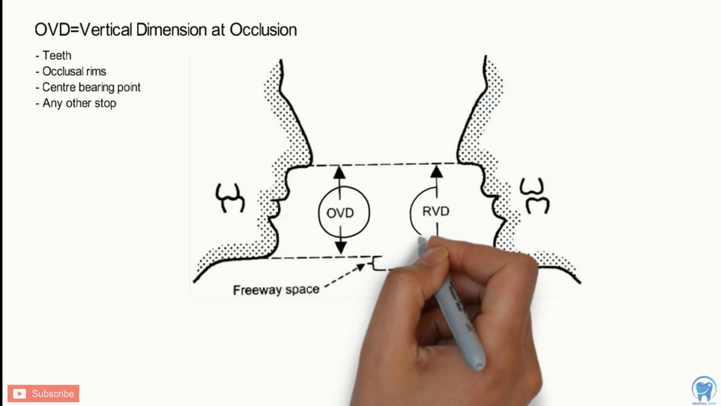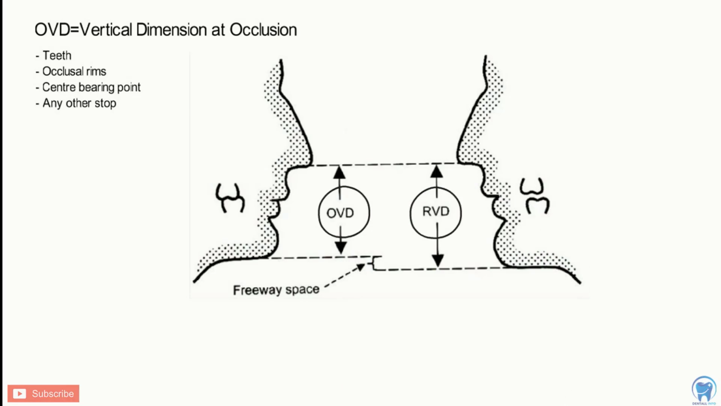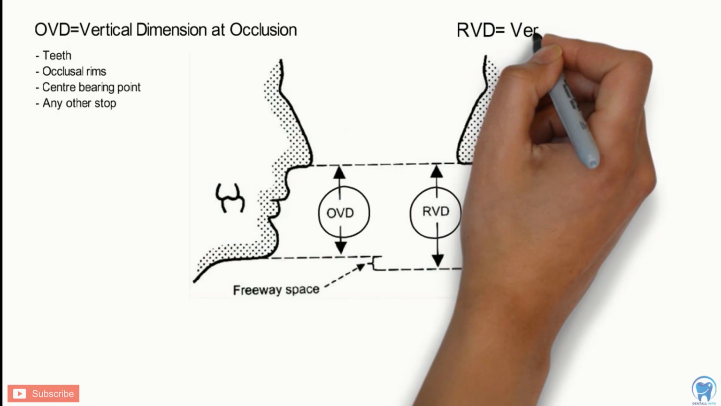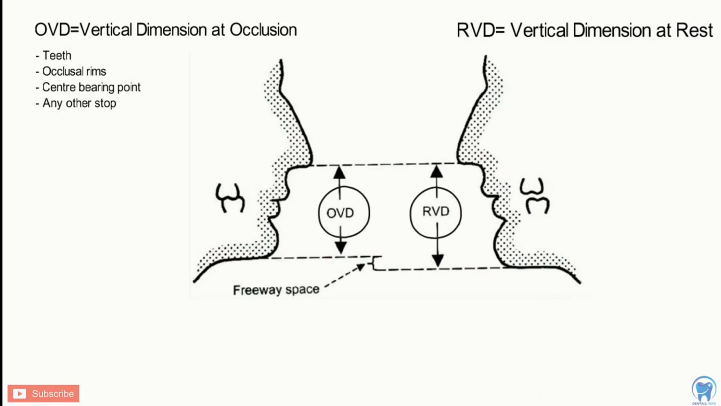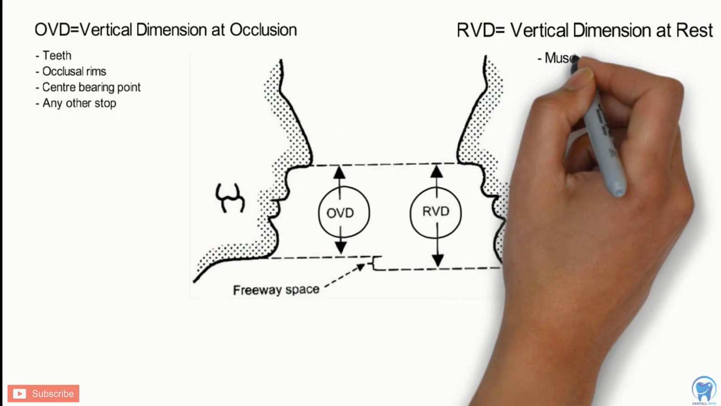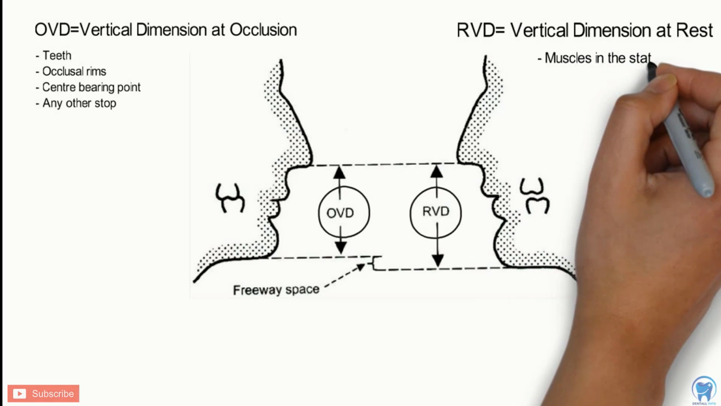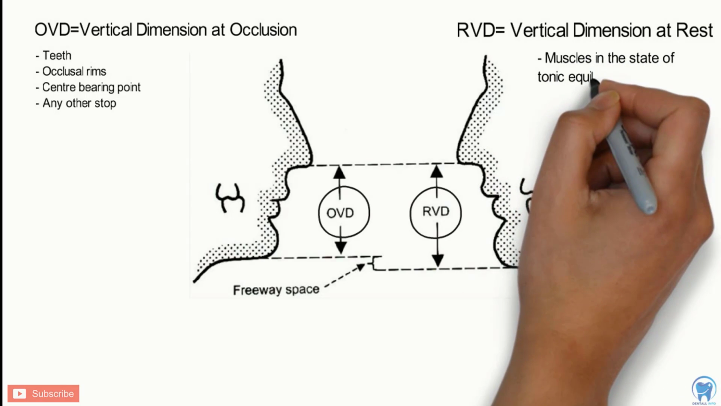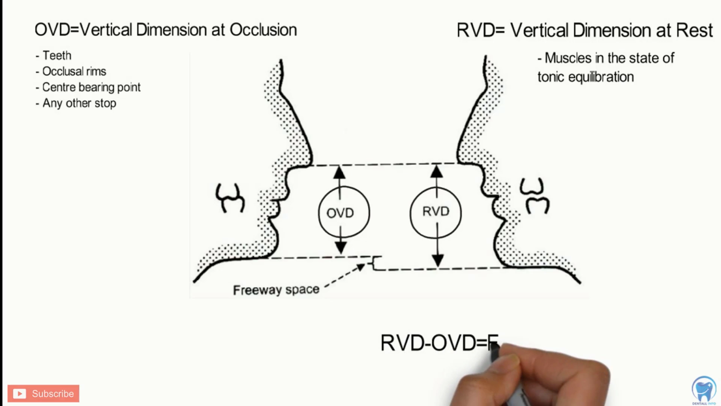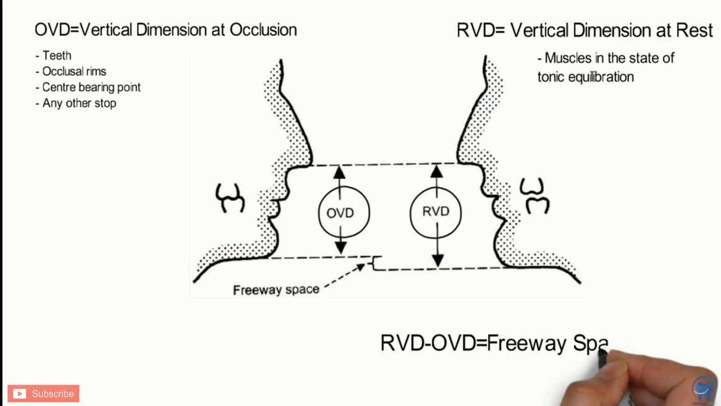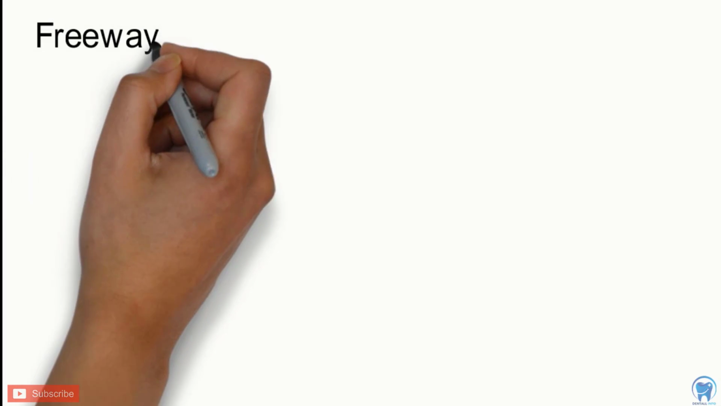And here this determines the RVD, which is the vertical dimension at rest. Vertical dimension at rest is the length of the face when the mandible is in rest position. Mandible in rest position means that the muscles are in the state of tonic equilibration. The difference between the vertical dimension of rest and the vertical dimension of occlusion is what is known as the freeway space. Now let's understand the freeway space in detail.